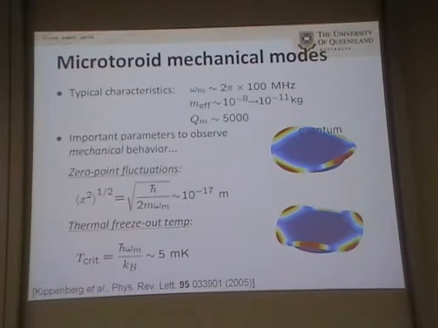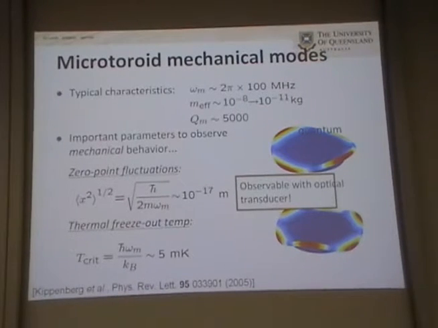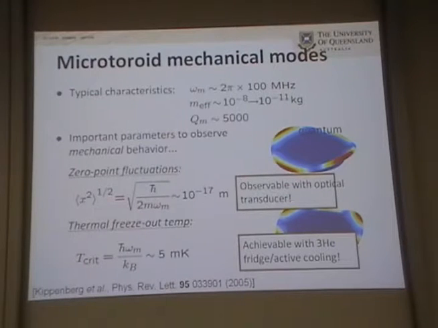So if you use those numbers and plug them into our equations for the zero-point motion and the thermal freeze-out temperature, you find that the zero-point fluctuation is around 10 to the minus 17 meters. You should be able to get 10 to the minus 22 per root hertz with toroids, so that should be observable. And we find that the thermal freeze-out temperature is around 5 millikelvin. You can get to that with a dilution refrigerator, right?